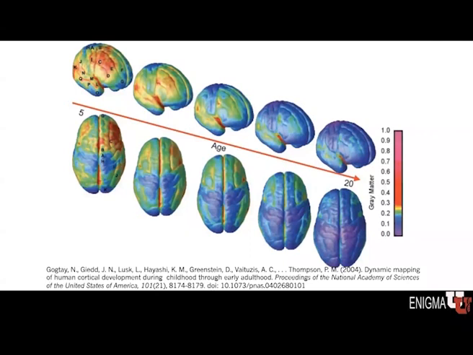And in this figure, we see a static view showing those changes over time, starting about the age of 5 through age 20. Again, some of those sensory regions first maturing, and then later some of the motor regions as well. And you may note that the frontal lobes are among the last to develop.